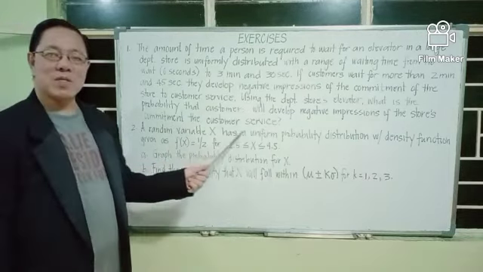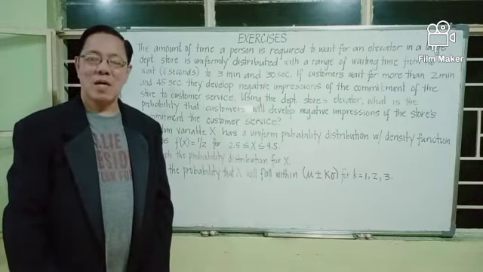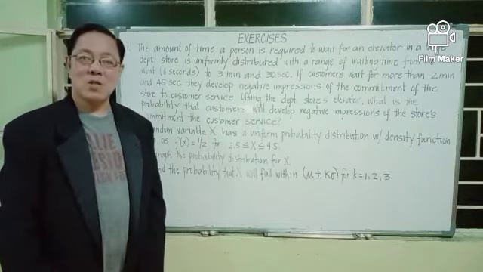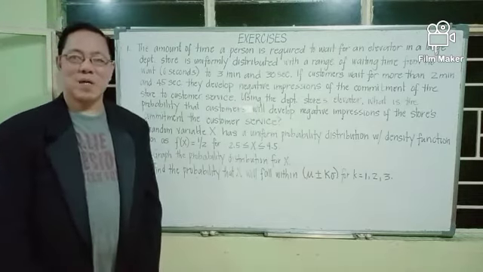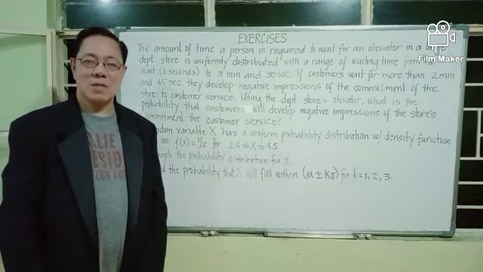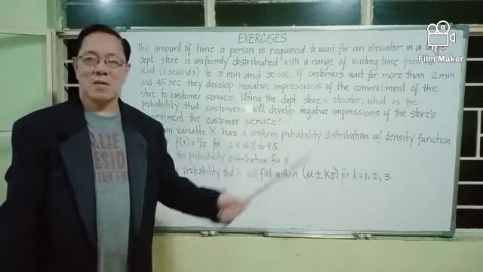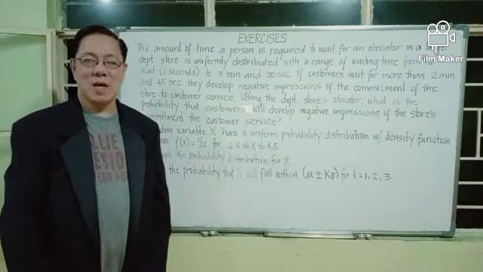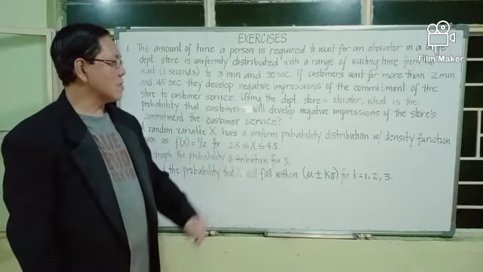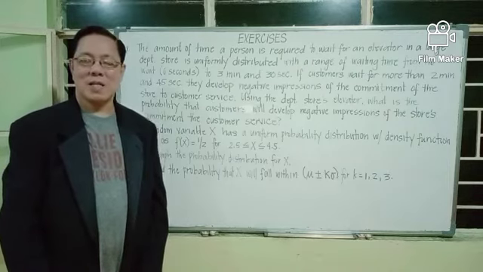In number 1, the random variable X is the waiting time, the amount of time needed to wait for the elevator in a large department store. And the waiting time is between 0, that is, there is no need to wait, and 3 minutes and 30 seconds. I suggest that you convert all the time to seconds. So 3 minutes and 30 seconds would be 180 plus 30, that's 210 seconds.